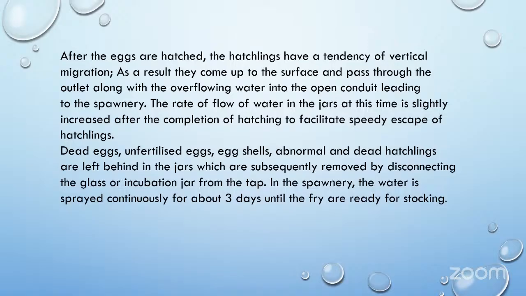After the eggs are hatched, the hatchlings have a tendency of vertical migration. As a result, they come up to the surface and pass through the outlet along with the overflowing water into the open conduit leading to the spawnery. The rate of flow of water in the jars at this time is slightly increased after the completion of hatching to facilitate speedy escape of hatchlings.